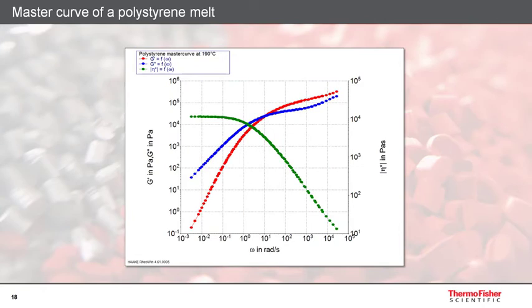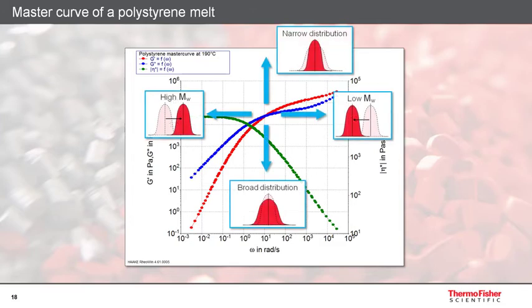The location for the crossover point of G' and G" in a frequency sweep is strongly affected by the average molecular weight and the molecular weight distribution. For higher molecular weight samples, the crossover shifts further towards low frequencies and the predominantly elastic behavior becomes more prominent. A broader distributed molecular weight will shift the crossover point to lower modulus values.